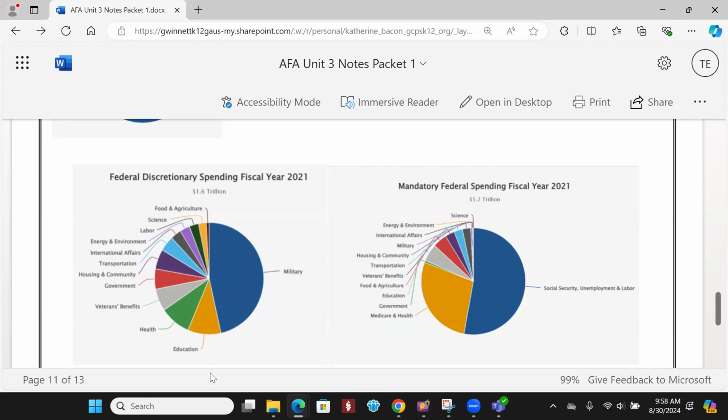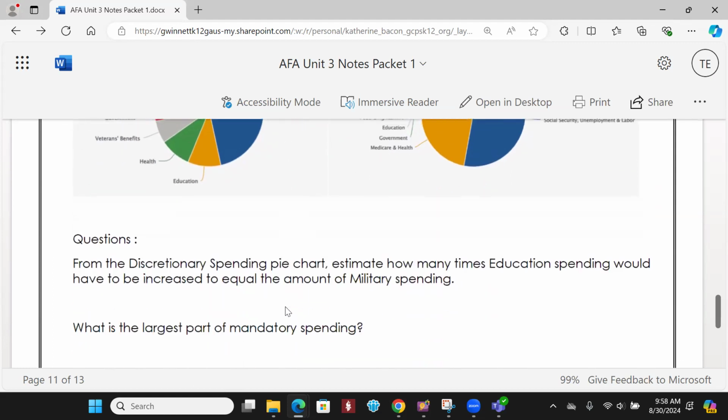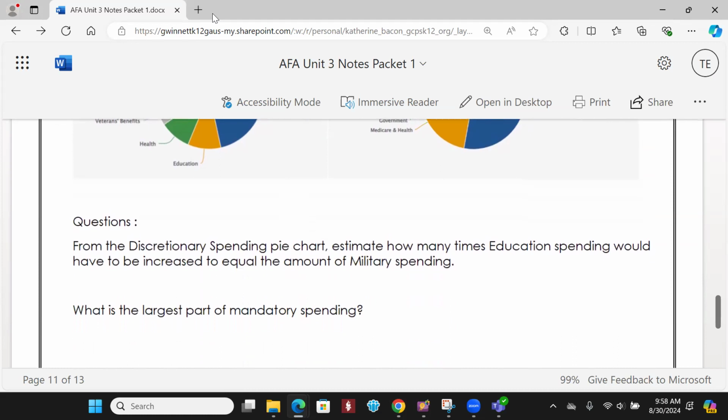You know what blows my mind though? Look at your education. You see that little piece? That little orange piece right there? That's education. So from the discretionary spending pie chart, estimate how many times education spending would have to be increased to equal the amount of military spending. So for this to fill up this area, how many times would I have to multiply over? Be about 4 times. So 4 times. Our military gets 4 times the amount that education does.